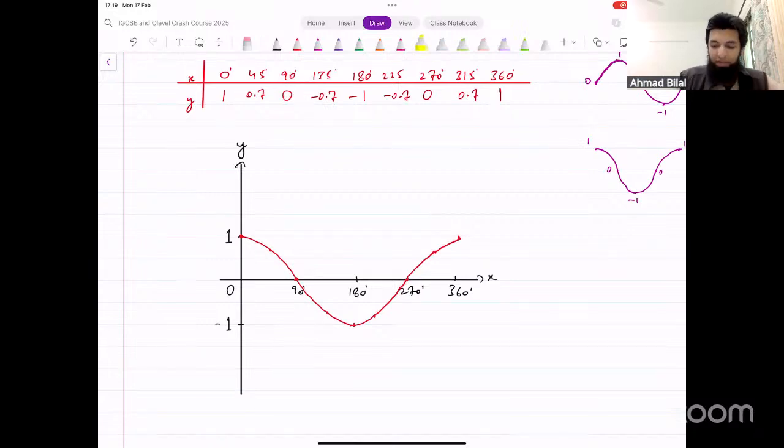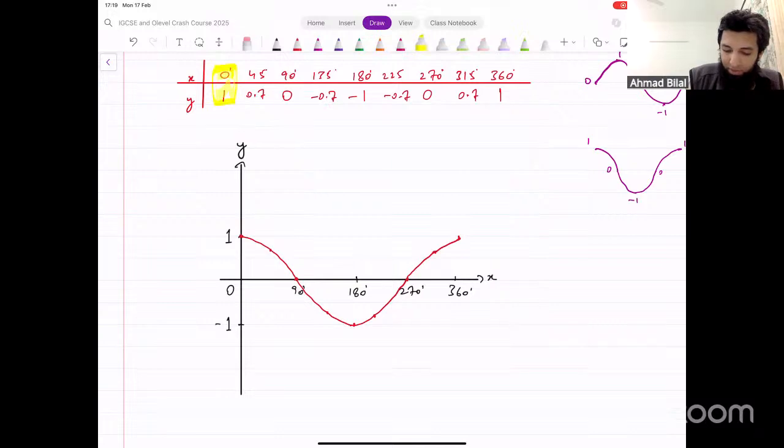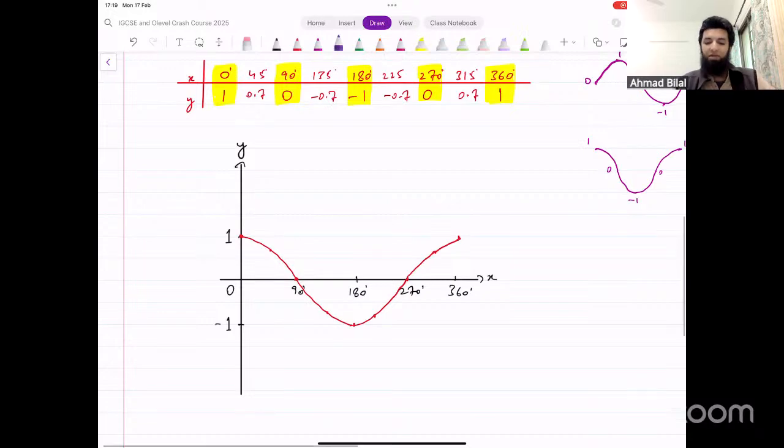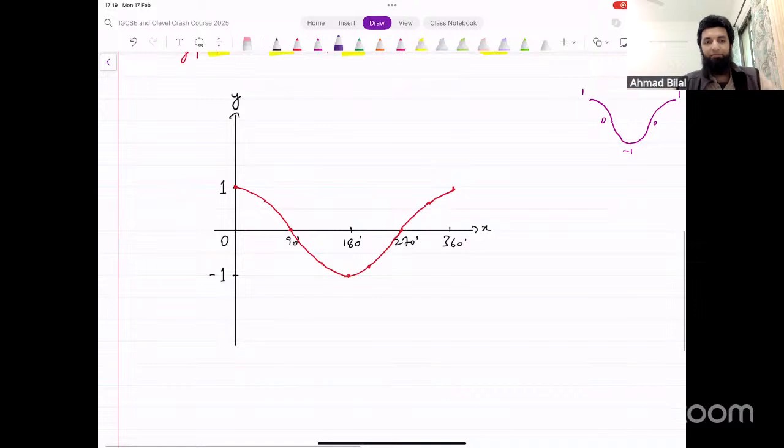And for that, these are the points that you need to remember: at 0, the function has a value of 1, and then it goes to 0, then it goes to -1, and then it goes to 0 again. And then finally, it goes back to 1. So you need to remember these values and the shape of the graph. Sine graph looks like this, and cos graph looks like this.